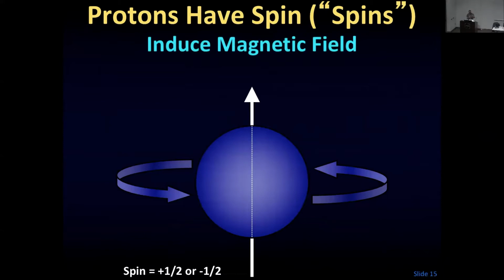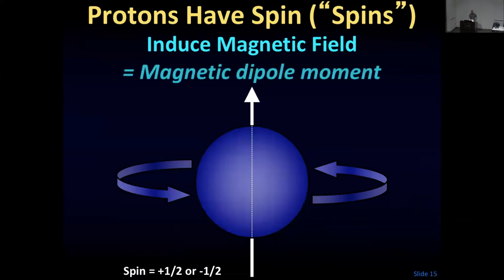Anytime you have something that has a charge and that charge is moving, that charge induces a magnetic field. So protons have a positive charge. If protons are spinning, that induces a magnetic field. The real explanation is not that, okay? But in my own brain, I sort of think about it that way.